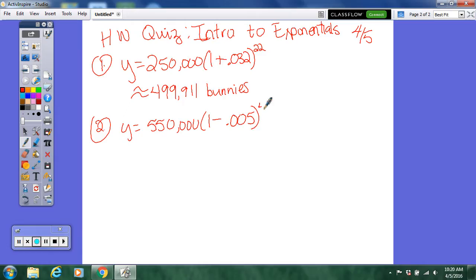2009 minus 2005. I actually did not write the answer down for this one. So let me do it also. 550,000. Okay, now I got it right. Times minus 0.005 raised to the 4th power. And write this answer down.